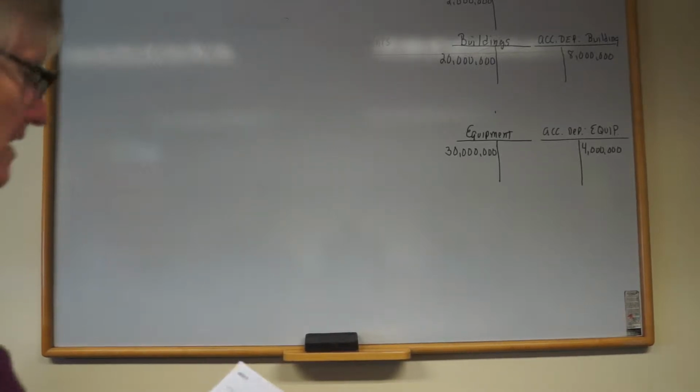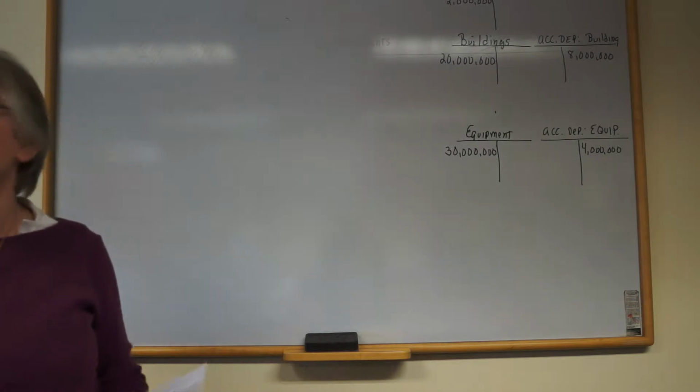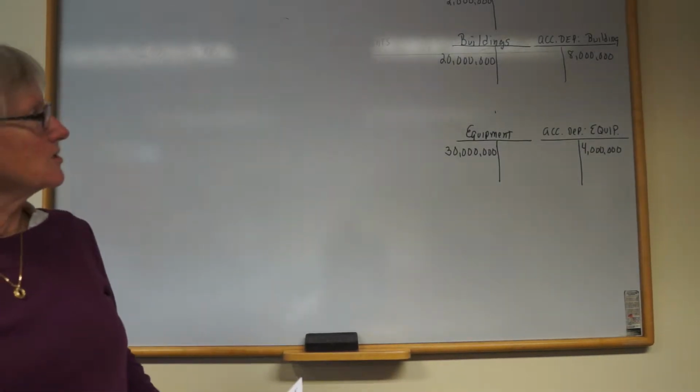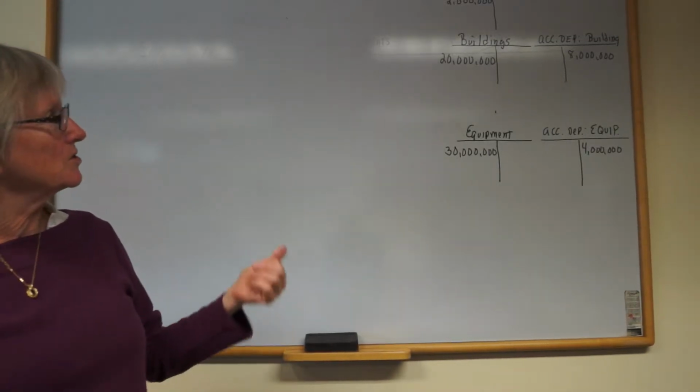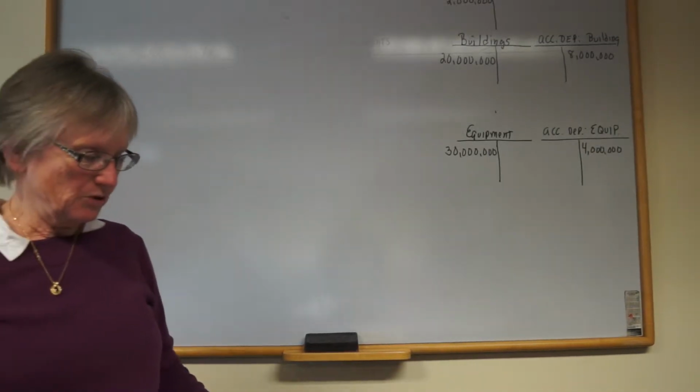So this is problem 9.5b, and the first thing you want to do with a problem like this is to set up the T accounts, because they're going to ask us to do a property, plant, and equipment section at the end. So here's the T accounts with the beginning, and then we do the journal entries.